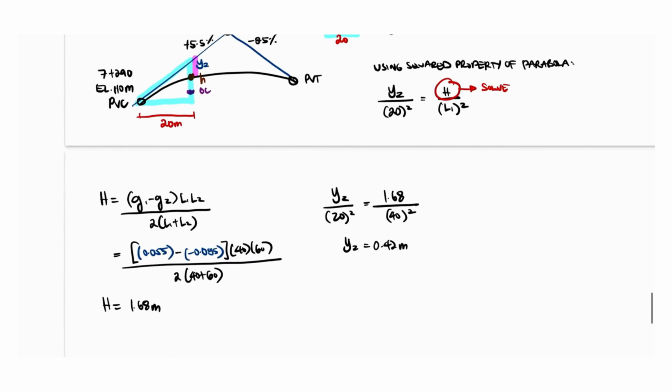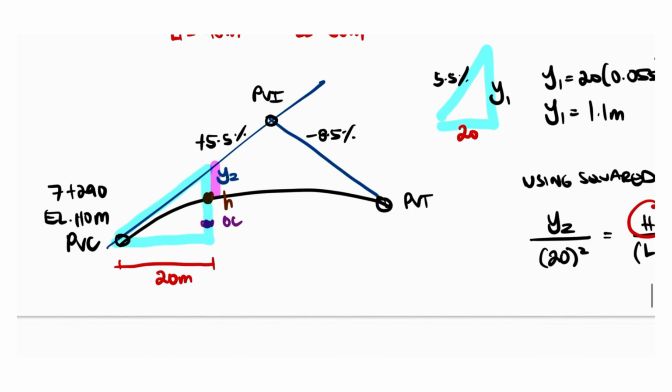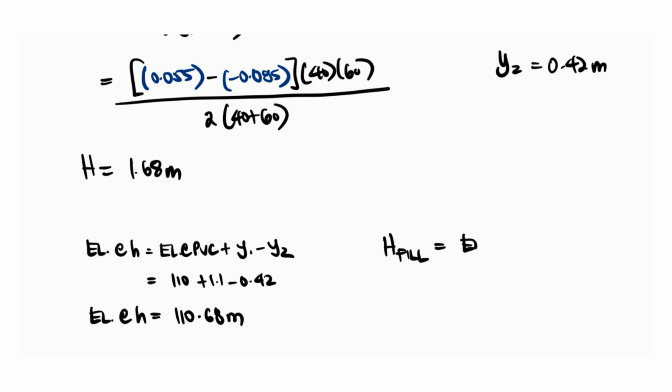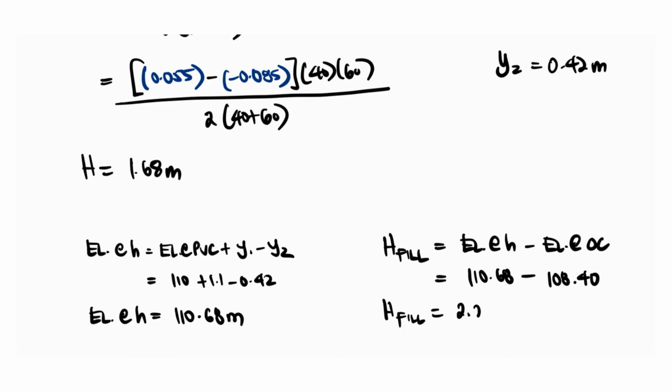To determine the elevation at point h, let's refer to the illustration. Starting from the reference elevation at the PVC, we move upward by the height of the first triangle, and then move downward by the vertical distance y2. This leads to the equation, elevation at h is equal to the elevation at PVC plus y1 minus y2. Substituting the given values, we obtain an elevation of 110.68 meters. Now, to determine the height of fill, we subtract the elevation of the outcrop from the elevation at point h. Substituting the values, we get 2.28 meters. Therefore, the required height of fill is 2.28 meters.